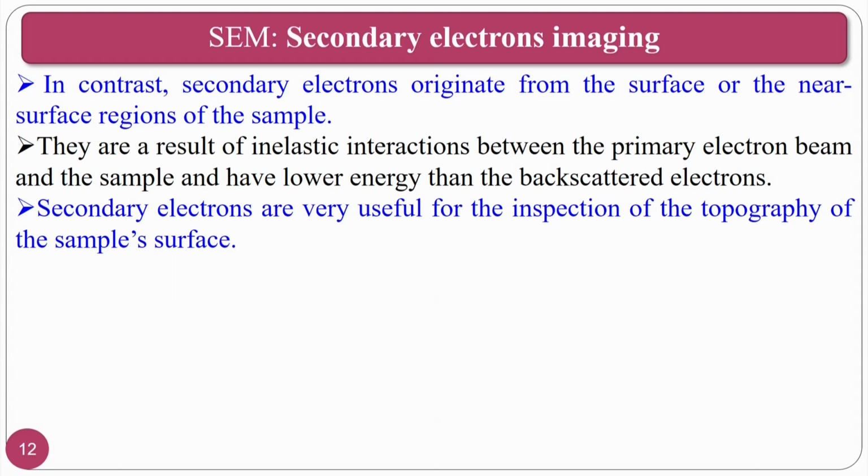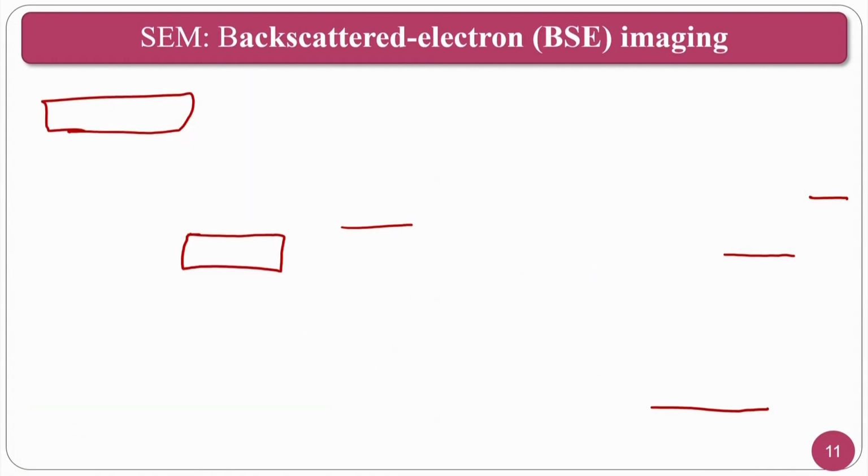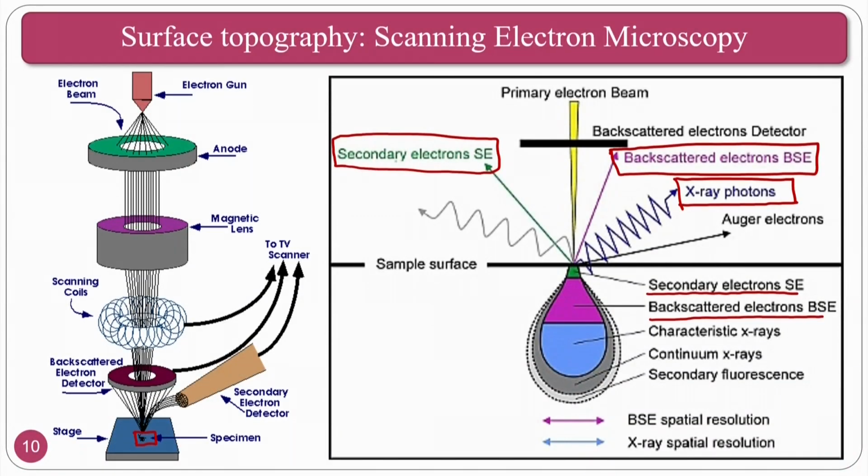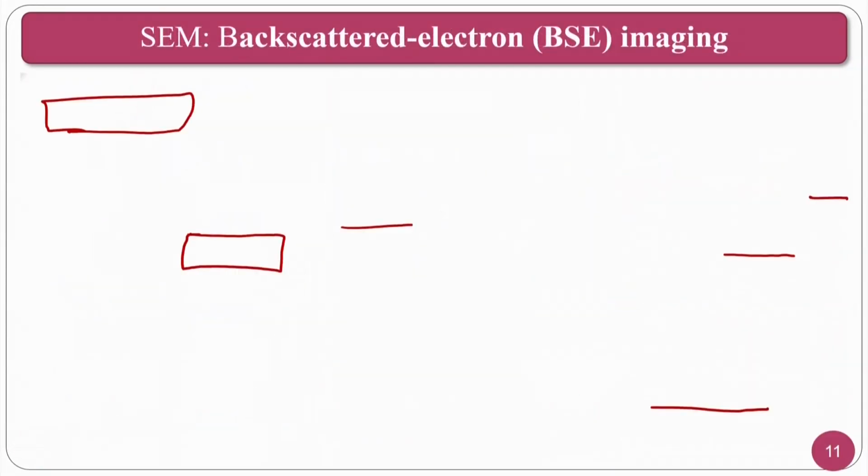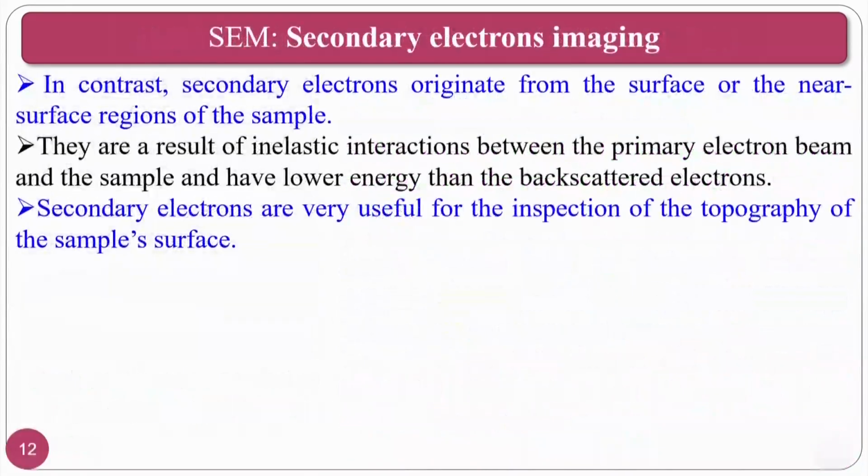In contrast, secondary electrons originate from the surface or near surface of the sample. These electrons are emitted. If you have seen clearly in the previous slide where I showed the scanning electron microscopy, the secondary electrons are coming from the surface. If you see, the secondary electrons are coming from the top. That means surface topography will be better.